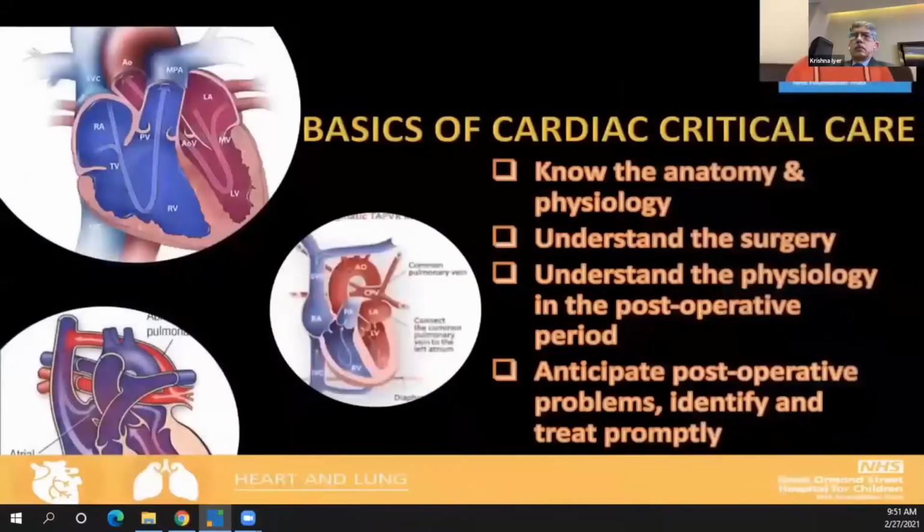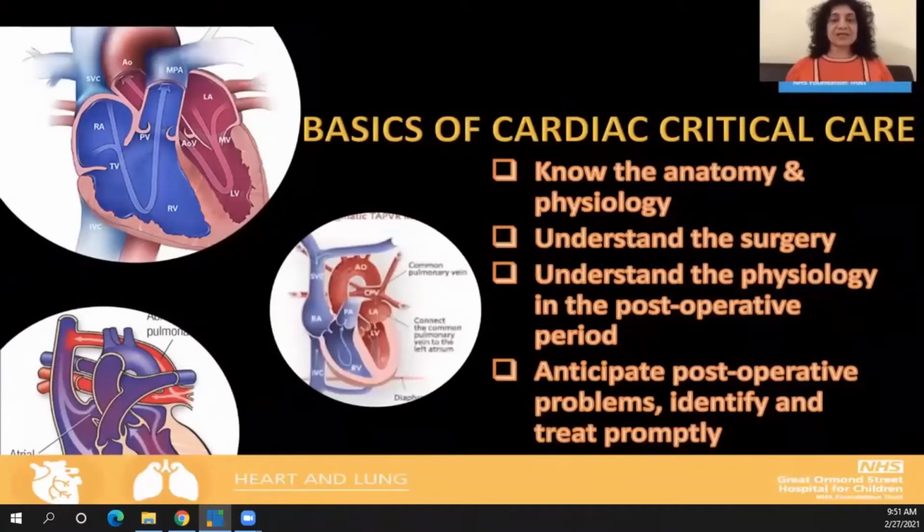Whenever I talk about low cardiac output state, I'd like to emphasize the basics of cardiac critical care. It is important to know the anatomy and physiology, understand the surgery, understand the physiology in the immediate postoperative period, and it's very important that one must anticipate postoperative problems, identify them, and treat them promptly.